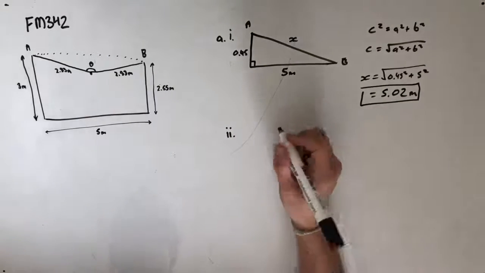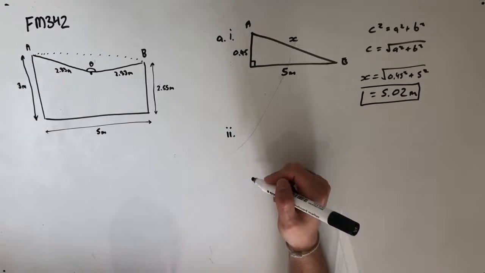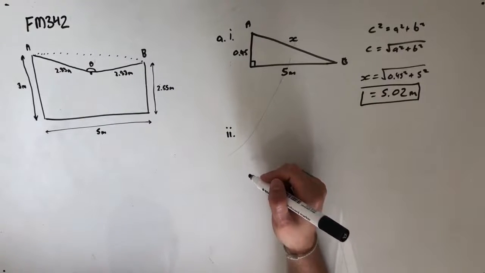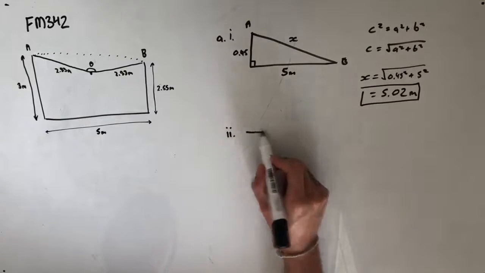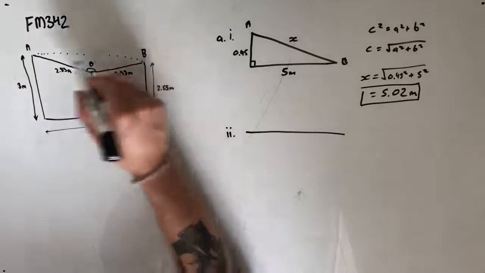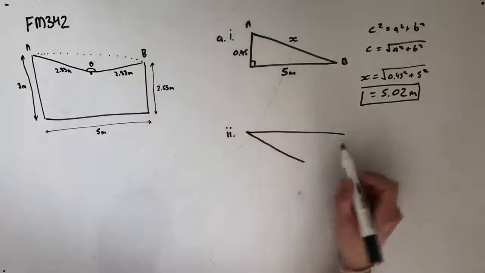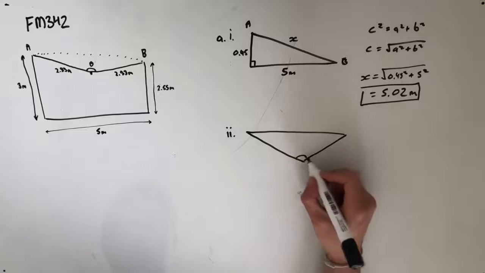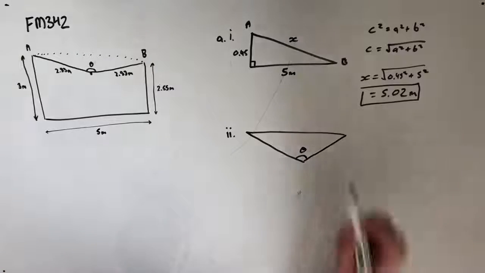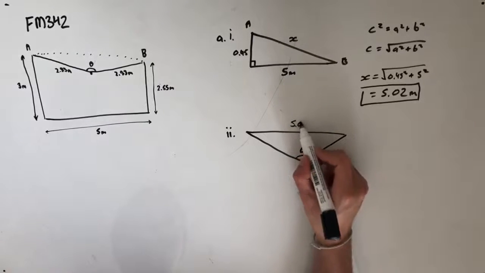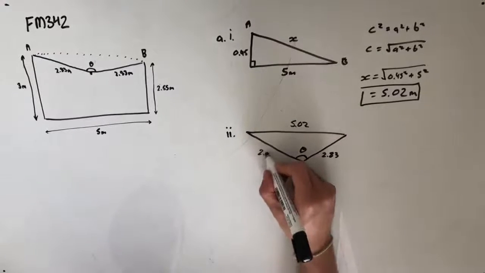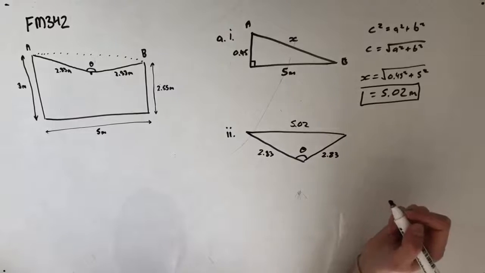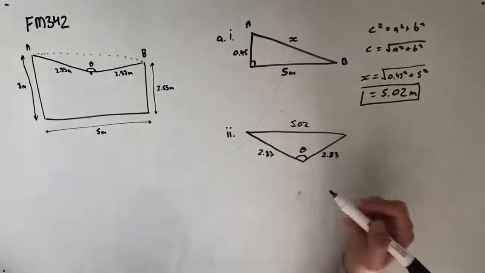Part II then goes on to say, using the cosine rule, show that the angle theta, correct to the nearest degree, is equal to 125 degrees. So this time, I'm going to take this cutout triangle. So we're being asked to show what this angle is. We've now figured out that this is 5.02, 2.83, and 2.83. Now the cosine rule that we'll be using is to find this angle.